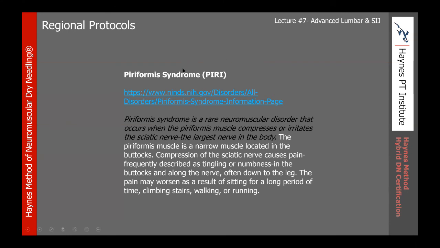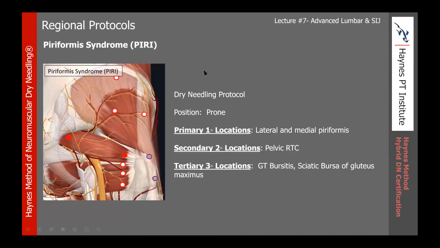Okay, and part of that is piriformis syndrome, which is described as being a rare neuromuscular disorder. I think it's probably more common than we think. It's just usually in conjunction with other things as well. There are rare cases where it is simply piriformis, but usually it's in conjunction with other things. In this case, we'll address it as the piriformis.